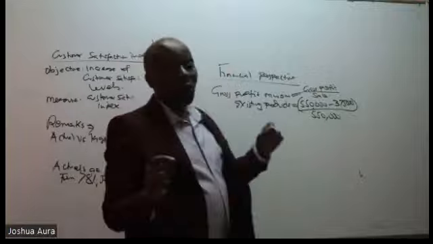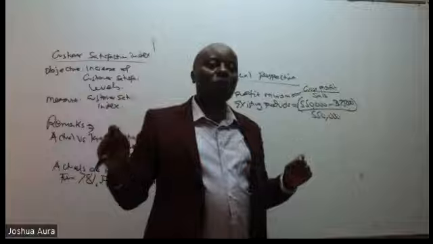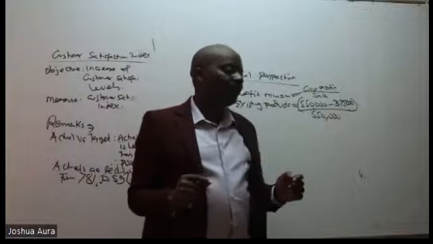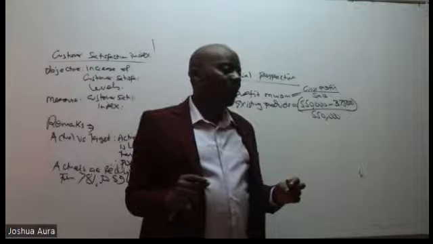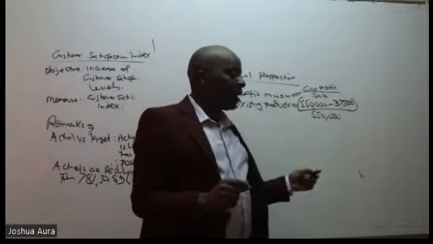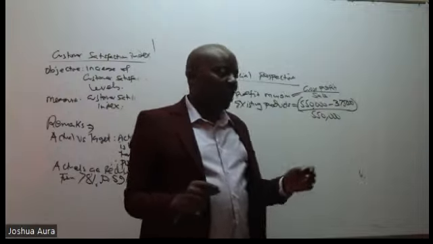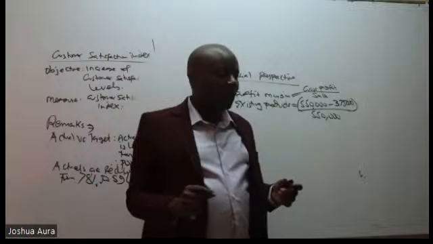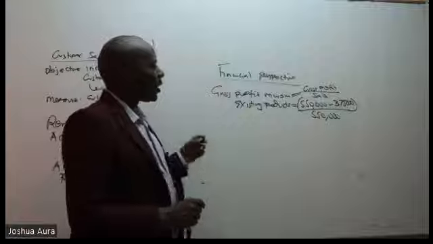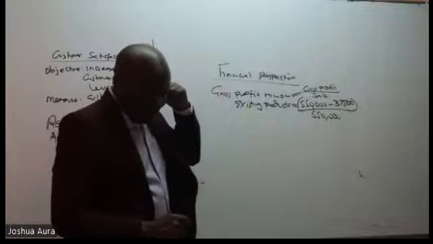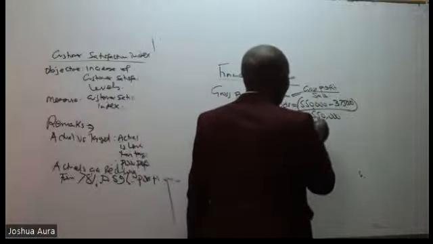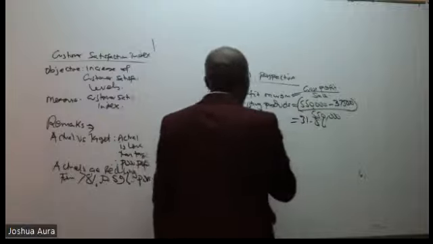And how do we get gross profit? It is sales minus cost of sales. So 550,000 minus 375,000 all over 550,000. Can somebody give me the gross profit margin of the existing products? Somebody is giving me a figure of 31.8%. So this is 31.8%.